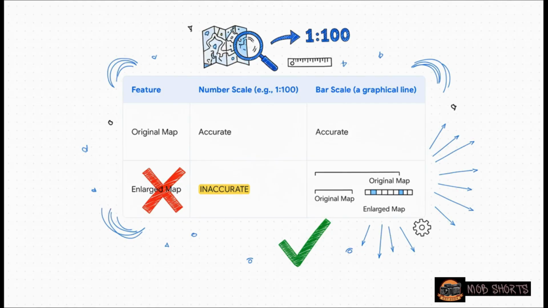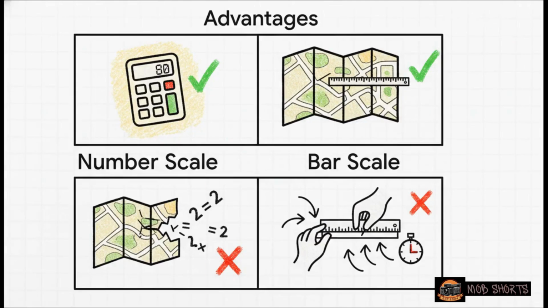But look at the bar scale. It grew right along with the map. It's stretched out by the exact same amount, so it stays perfectly accurate. So let's just quickly sum that up. The number scale is fantastic for doing quick and simple calculations. But its big weakness, the second you resize the drawing, it's useless. The bar scale's superpower, though, is that it's totally resize proof. The only tiny downside is that it might take you an extra step or two to measure with it.